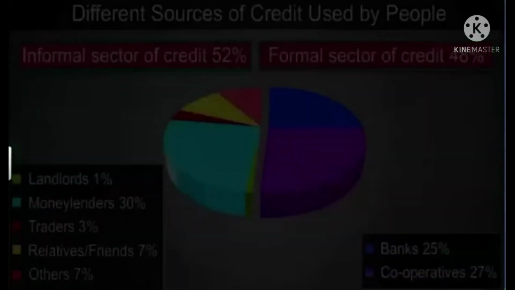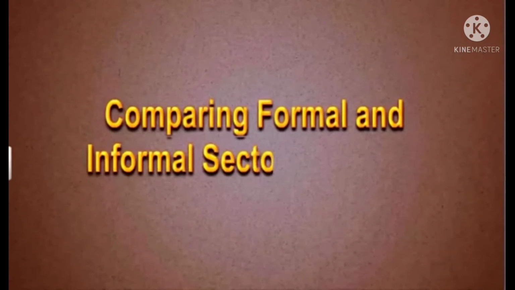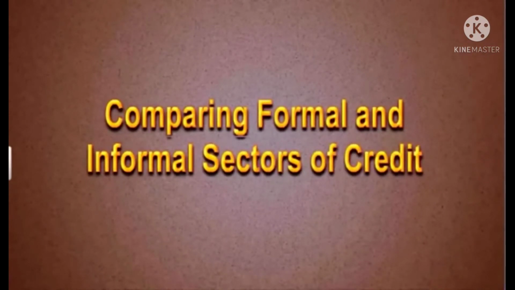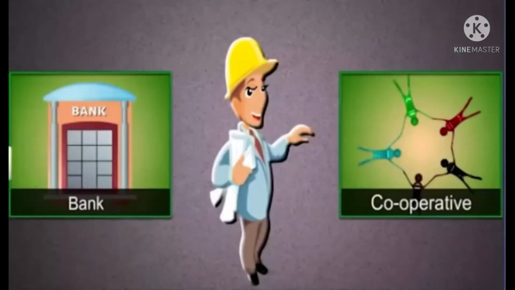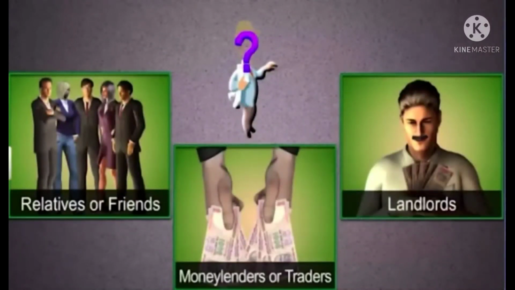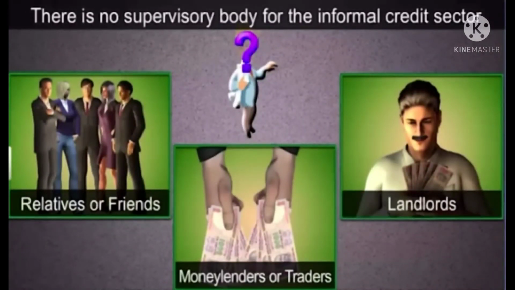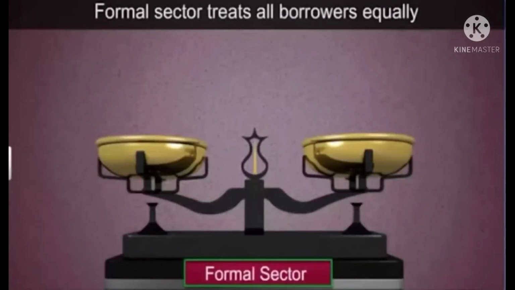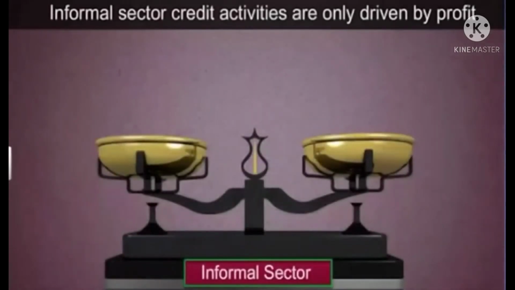Let us compare the formal and informal sectors of credit. The credit activities of the formal sector are supervised by the Reserve Bank of India. In comparison, there is no supervisory body for the informal sector of credit. The Reserve Bank of India ensures that banks give loans to rich traders and businessmen, as well as farmers, students, and small entrepreneurs. However, the credit activities of the informal sector are only driven by profit.